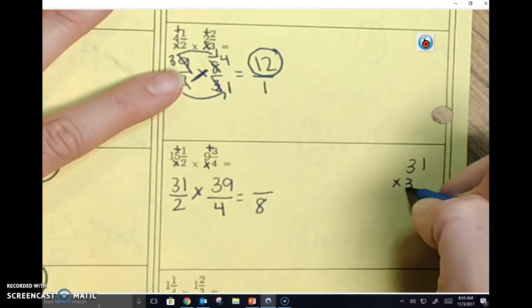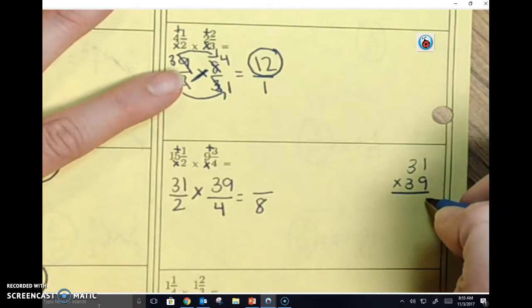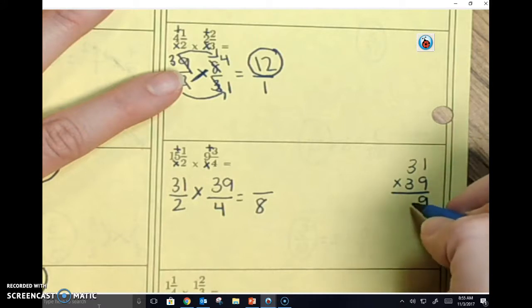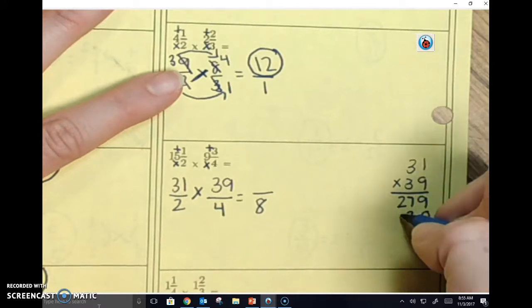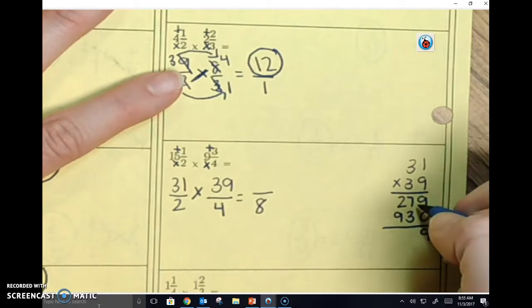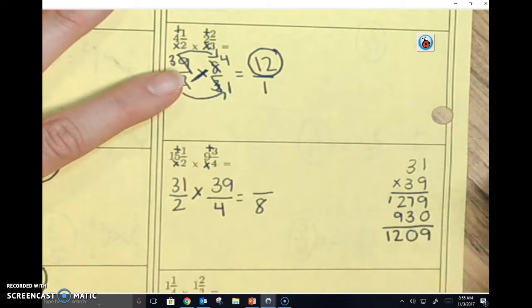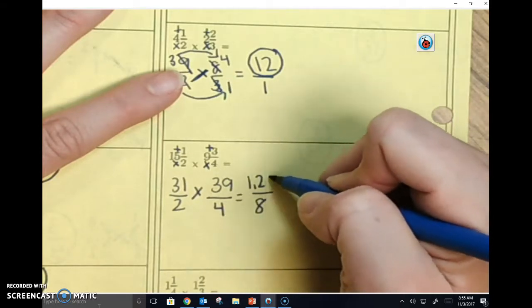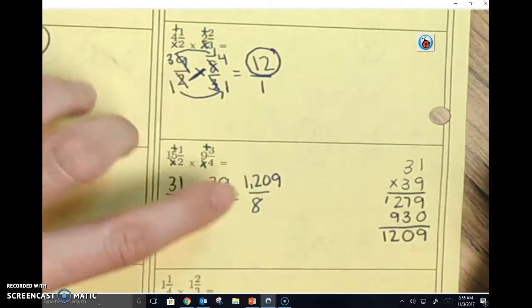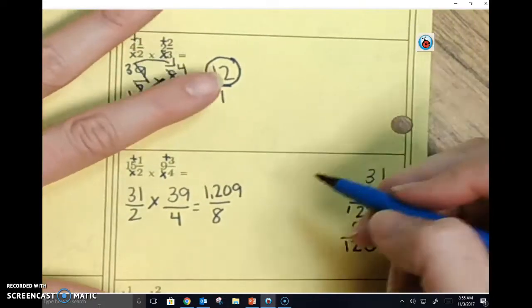31 times 39. 1 times 9 is 9. 9 times 3 is 27. So we get a 0, 3, 9, 9, 10, 12. So we have 1,209 over 8. That's an improper fraction, so we're going to be dividing.